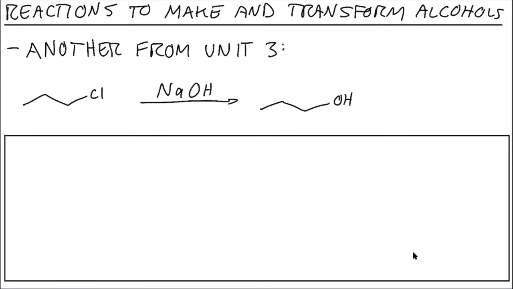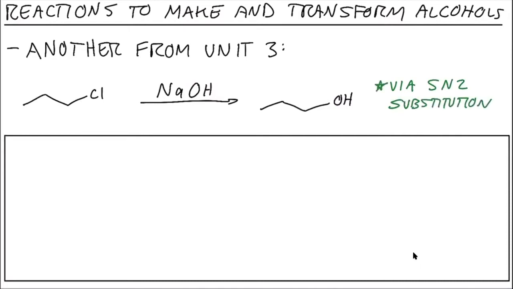Hopefully you're feeling pretty comfortable with those substitution reactions by now to be able to tell that this is an SN2 substitution because we have OH- with a negative charge on it. That is a strong nucleophile. So this is a reaction to form an alcohol via an SN2 substitution.